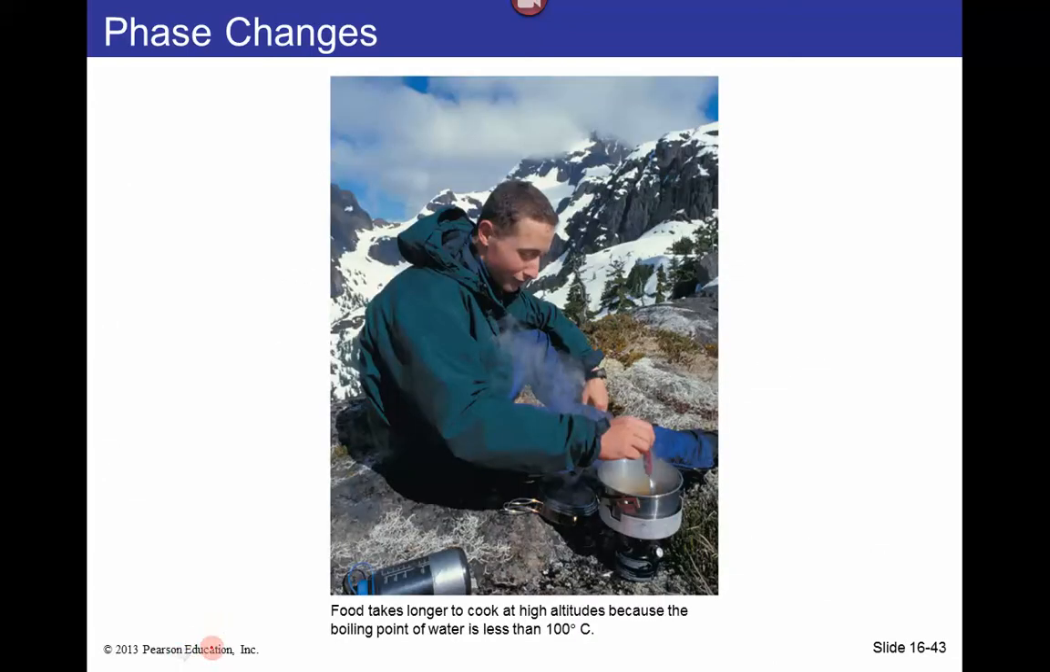This is one of the reasons that if you are at high altitudes, the boiling point is less than 100 degrees. So you need to cook your food longer, because the water is boiling before you reach 100 degrees.